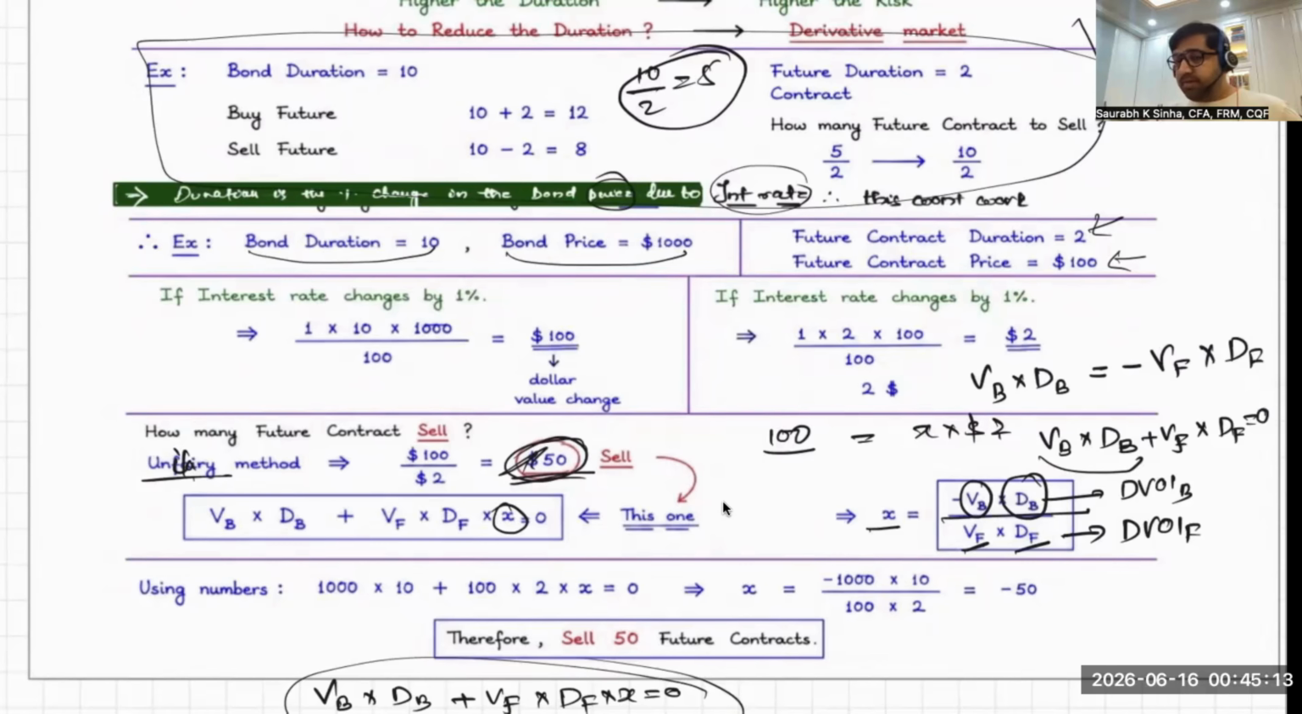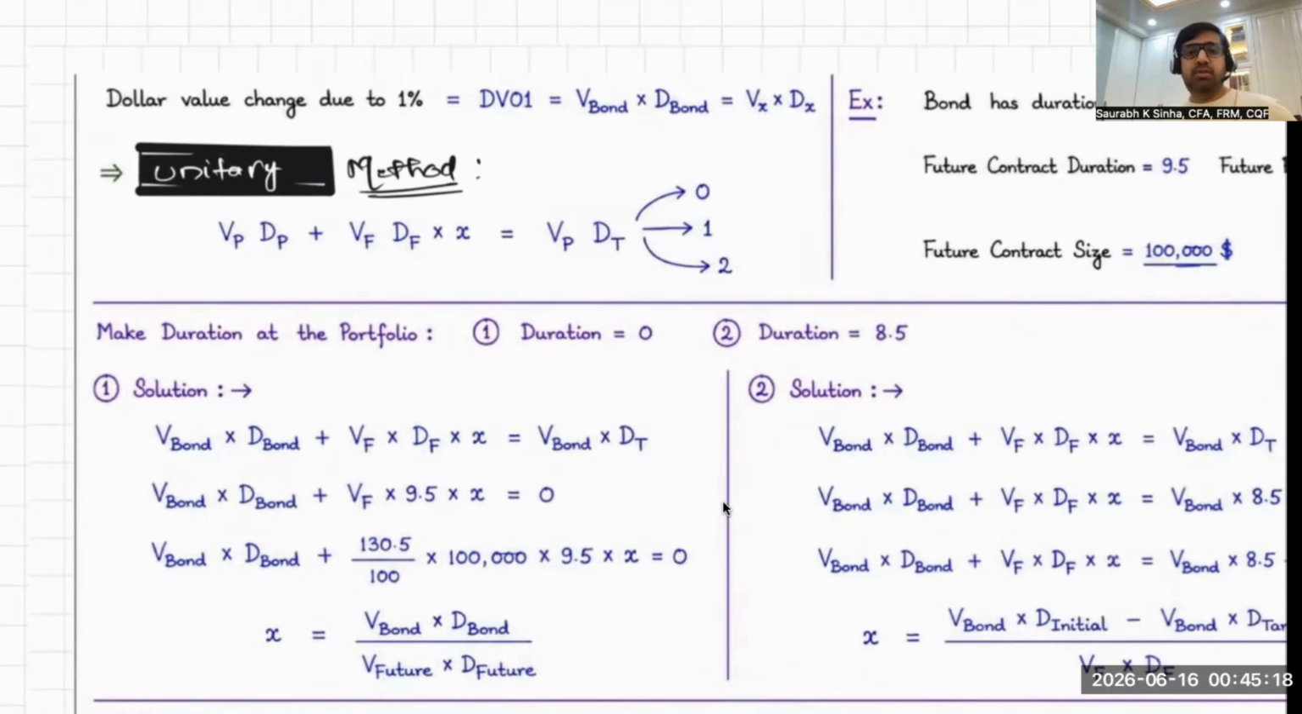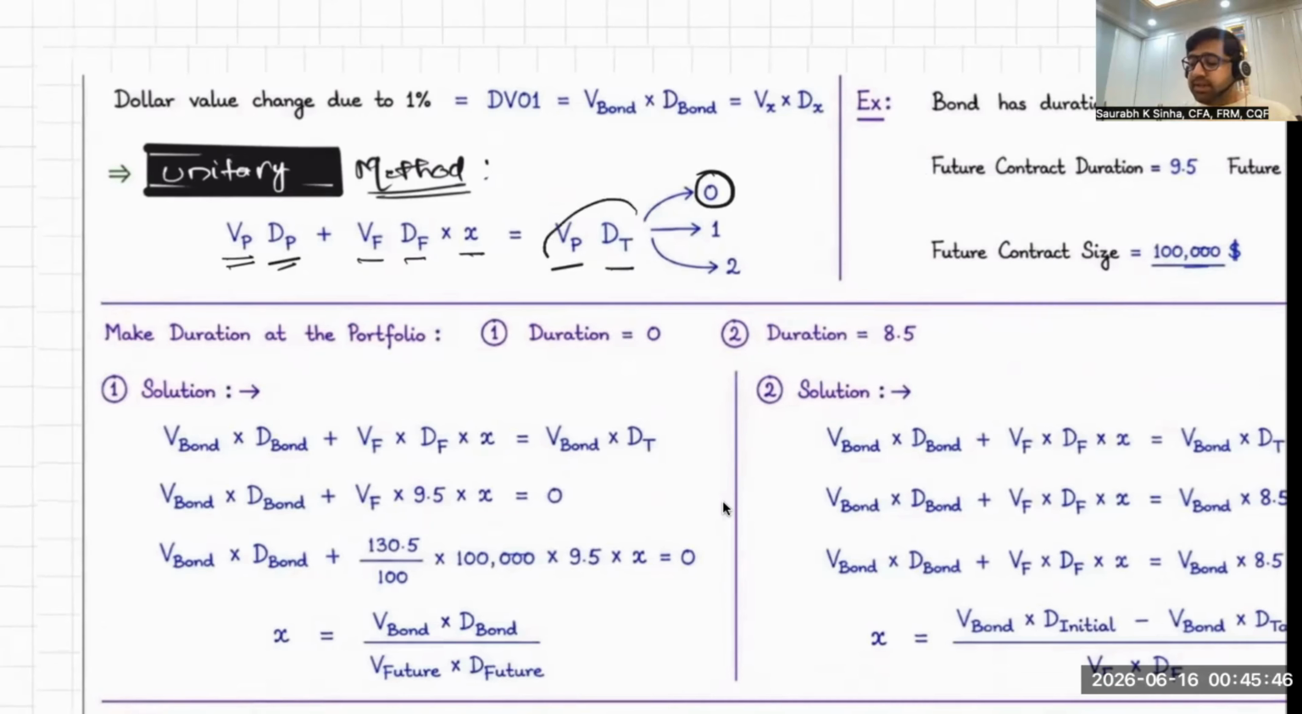Now, if I expand this formula with the same unitary method, understand I'm saying value of the bond into duration of the bond or the portfolio; you can write bond, you can write portfolio; plus value of the future contract into duration of the future contract into X is equal to value of the portfolio into the duration that you're targeting. Now, if you're targeting a duration of zero, this complete section will become zero, which we discussed right now.